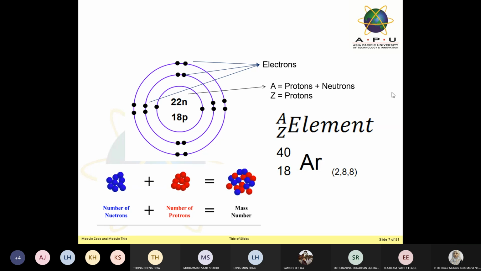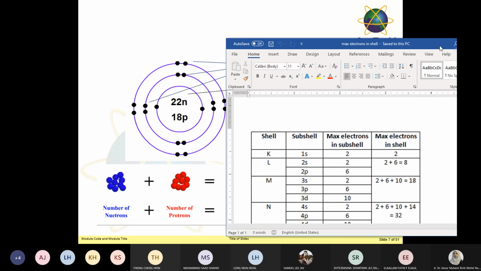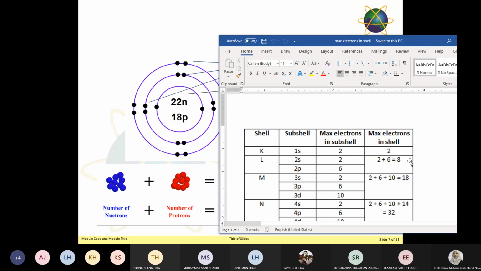Second shell can draw how many? 8. Maximum number in shell L. So L is here, the second shell from the inner. That one is 8. 2, 4, 6, 8. So you make it balance: 2, 2, 2, 2. Don't draw 4 here and 4 here. Cannot. Must be stable. Stable means 2, 2, 2, 2. If you got 7, one of these is missing. Okay, I hope you still remember this.